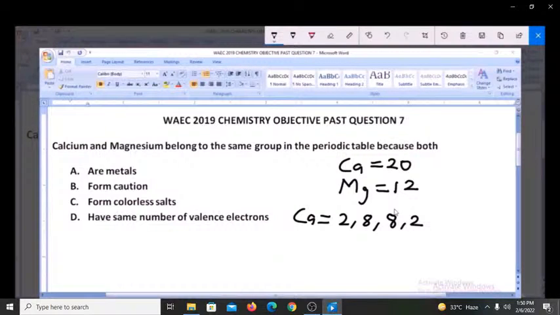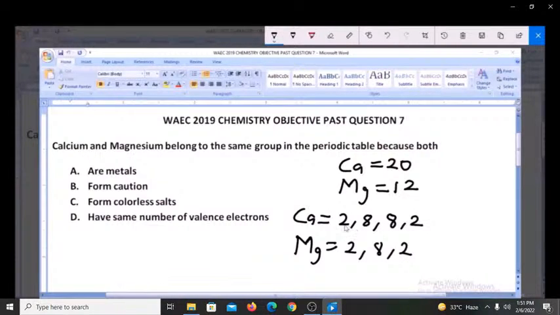So for magnesium, the configuration will be 2, 8, 2. On the K shell, you have 2 electrons. On the L shell, you have 8, which is the maximum number you can take. And then for the outermost shell, which is the M shell for magnesium, it has just 2 electrons here.